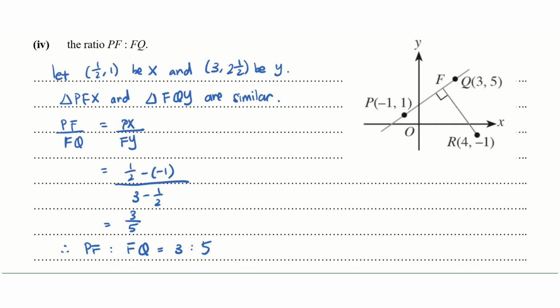And lastly, in part 4, we want to find the ratio of the lengths PF and FQ. So PF is this length here and FQ is this length here. To solve this question, instead of finding the exact lengths of PF and FQ and subsequently determining the ratio, let me introduce another method that requires the use of similar triangles.